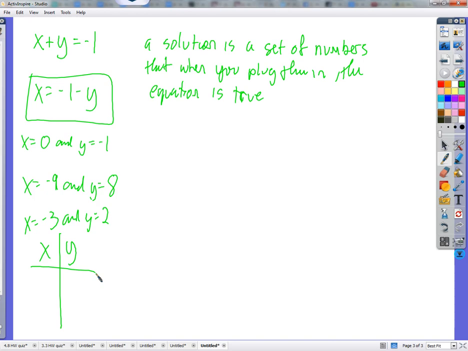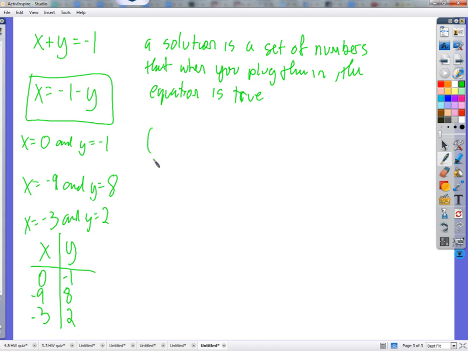Call that a table. We've done tables before. We talked about functions in chapter 1. This table could look like this: 0, negative 1, right across from each other so that we know that when we put in 0, we should get negative 1 for y. Negative 9 for x means an 8 for y. Negative 3 for x means a 2 for y.